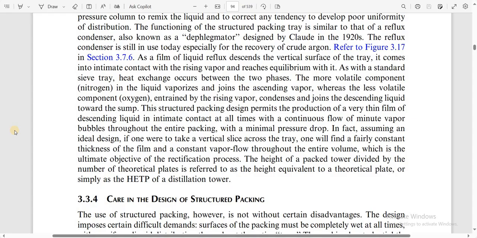The height of the packed tower divided by the number of theoretical plates is referred to as the height equivalent to a theoretical plate, or simply as the HETP of the distillation tower.